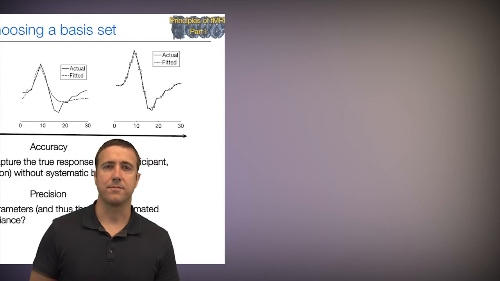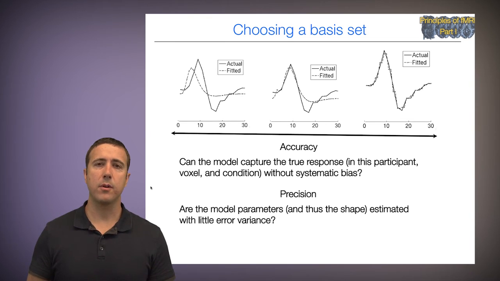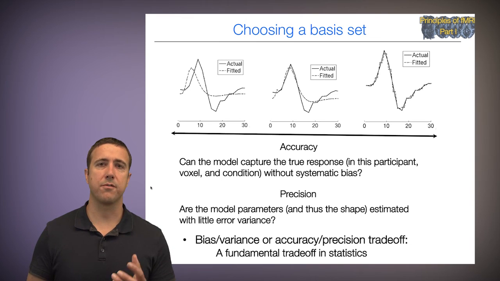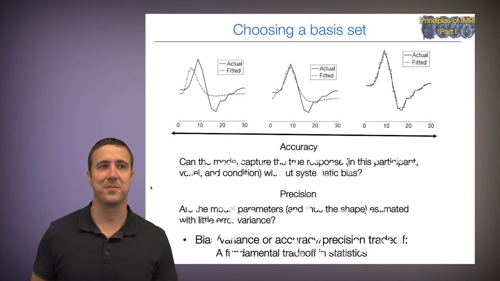Now finally, we'll talk about choosing a basis set. How do I know what's the best basis set to choose? So let's consider 2 criteria. The first is accuracy. Can the model capture the true response in this participant voxel-in condition without systematic bias? Second, let's consider the precision. Every model parameter is estimated with error on noisy data. So the question about precision is, are the model parameters, and thus the shape, estimated with very little error variance, or are they noisy? And this is a fundamental trade-off between accuracy and precision, or also called a bias-variance trade-off in statistics, and it shows up in virtually every area of statistics.